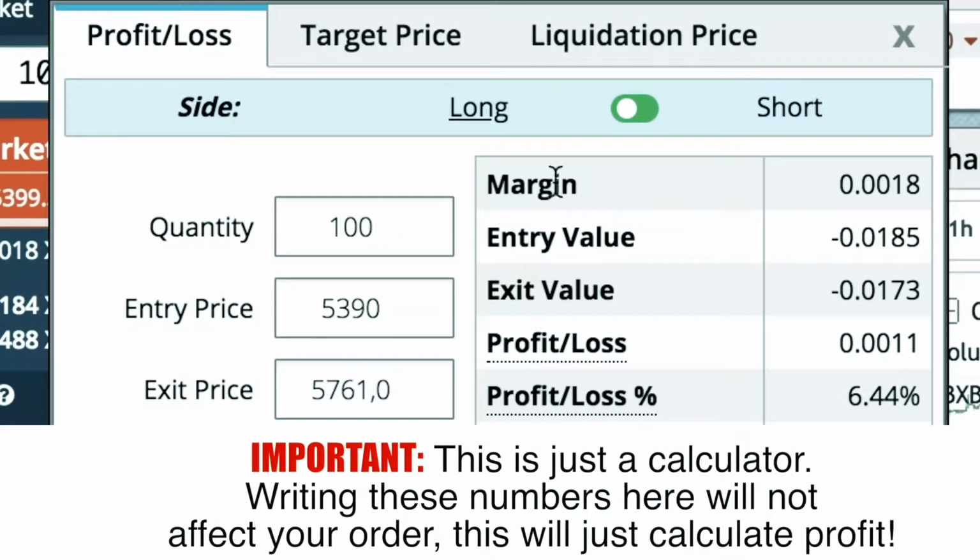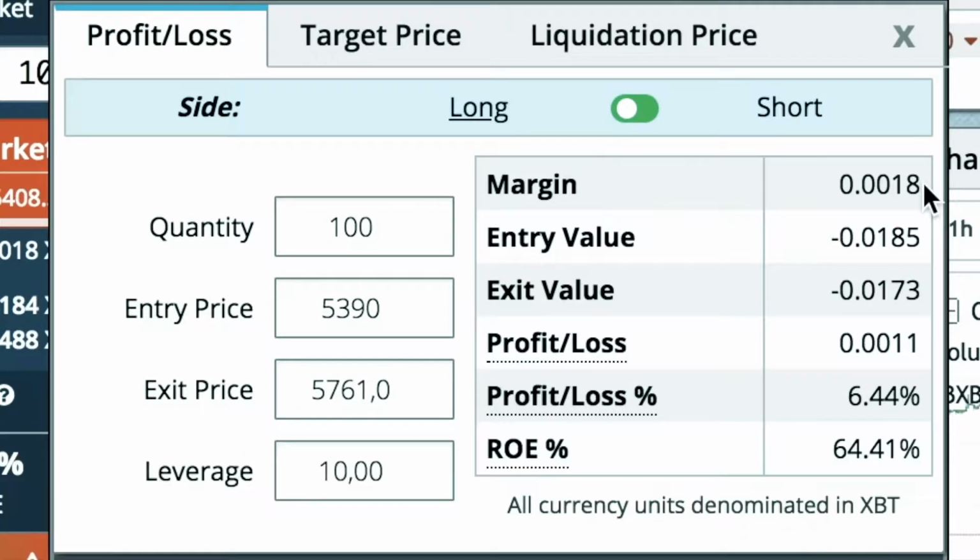So our margin for this position would be this much. So this is how much balance we're going to need for this position to open. And the profit loss would be 6% in a normal circumstance. But because of the 10x leverage, our return on equity, so our return on this margin, is going to be 64%. 10 times higher, and this is the magic of leverage trading.